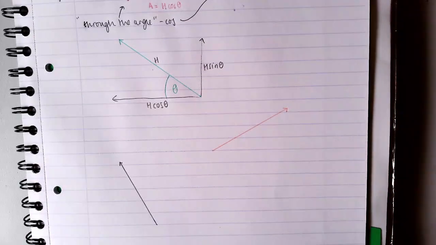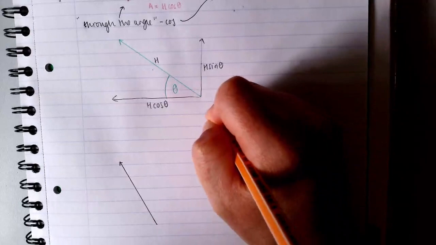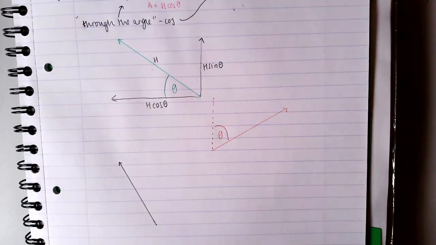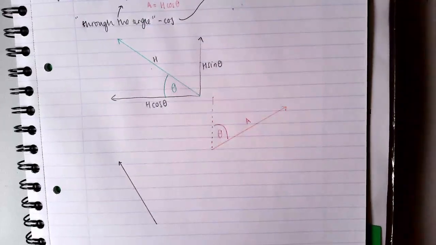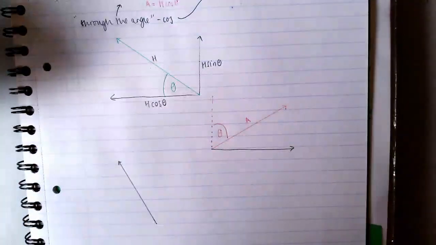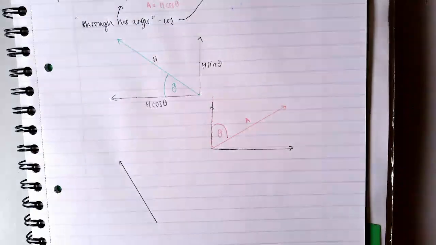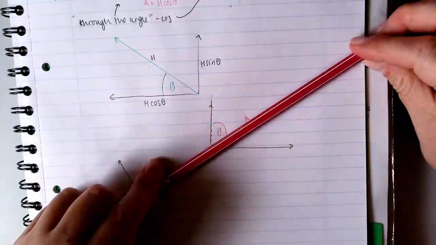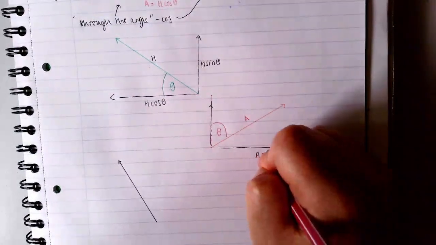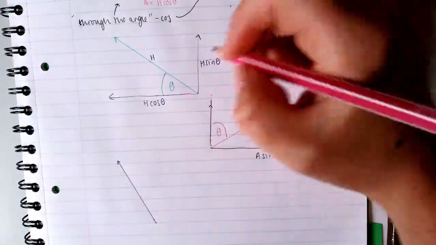Okay, next one. Let's say this time I know this angle theta. Okay, and then let's call this vector A. And I want to resolve again into my horizontal and my vertical component. It's a little bit high, but you get the idea. Okay, I start on the vector. I sweep away from the angle I know. Away from is sine. Through is cos.